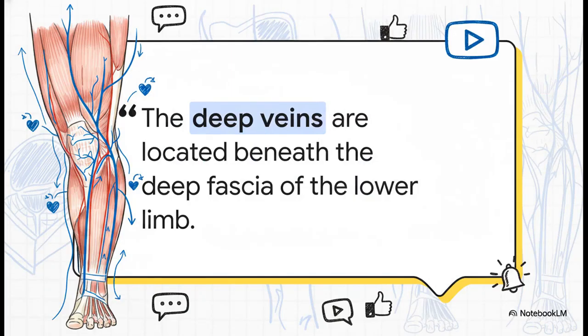The biological engineering required to push all that blood against gravity, utilizing muscle pumps and these highly specific venous pathways, is honestly nothing short of an evolutionary marvel. The next time you go for a simple walk, think about the millions of valves working tirelessly in those underground highways just to push that blood back home.